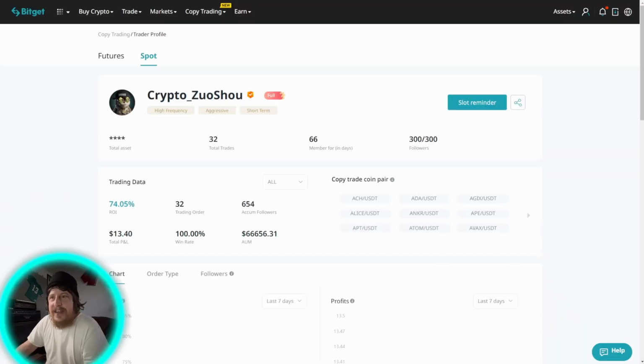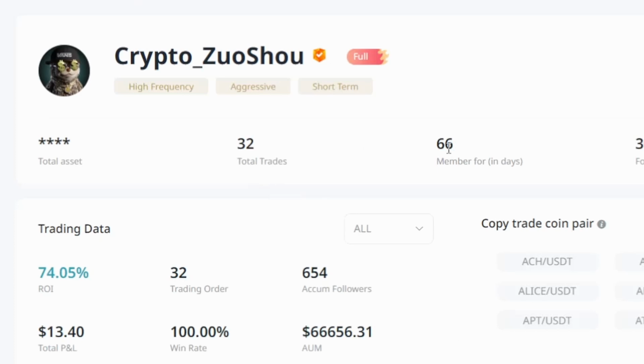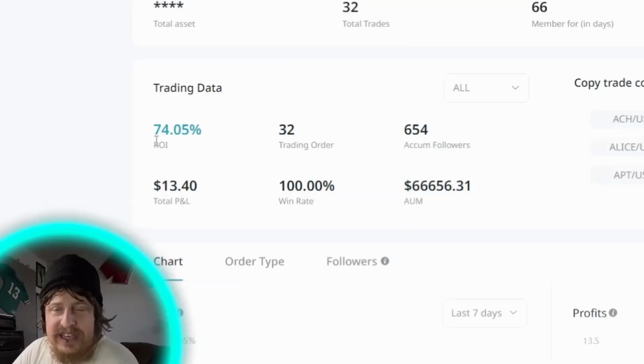But what else can we gather from his trading stats, so to speak? Well, we can see he's made 32 total trades, and he's been a member for 66 days. So that's only an average of a trade about every other day. He has a 74% return on investment win rate. His personal profit is only $13.40, crazy enough, with a 100% win rate.